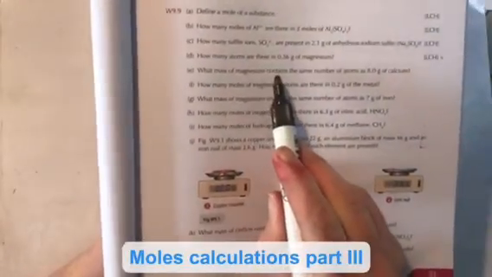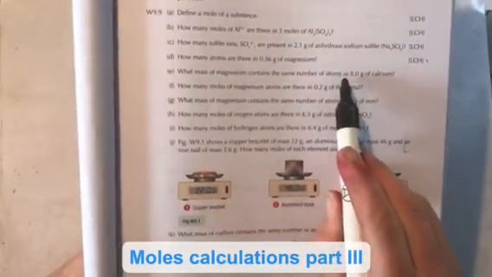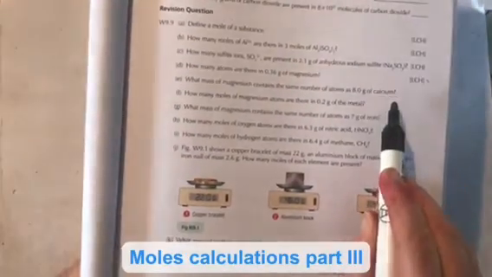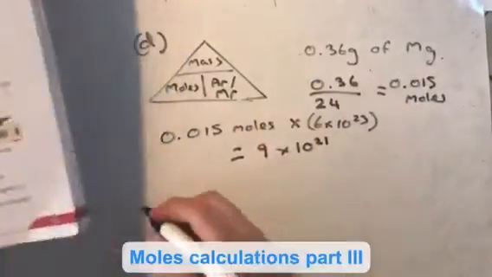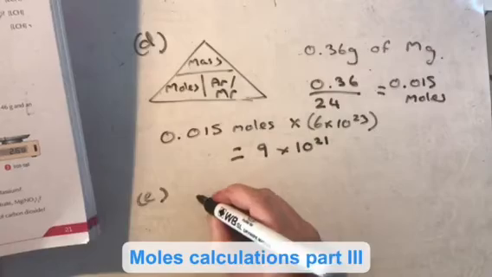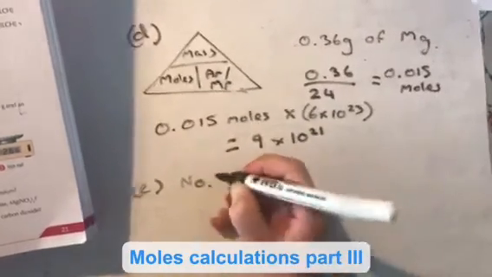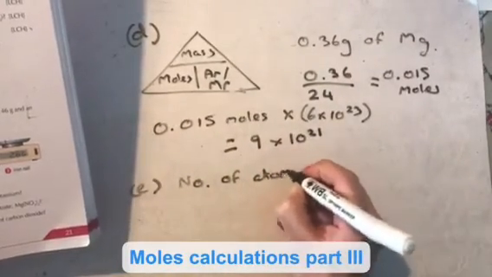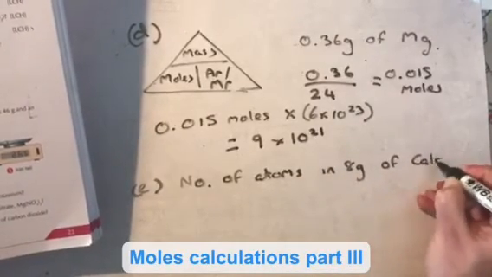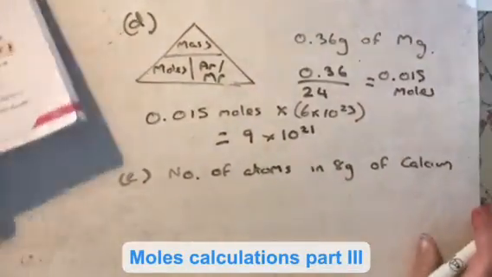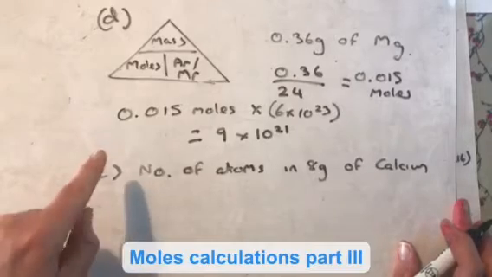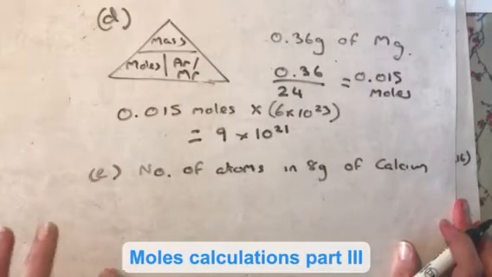What mass of magnesium contains the same number of atoms as 8 grams of calcium? Okay, so there's a number of steps we're going to have to work through here. So part E. So we're talking about a number of atoms in 8 grams of calcium, first of all. Now remember, we've looked at numbers of atoms in the previous videos and also in the last part as well. So remember, we're going to have to work through a number of steps.